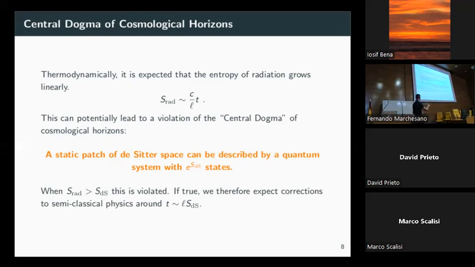So when this radiation entropy just keeps growing with time, it means that when the radiation entropy becomes bigger than the de Sitter entropy, the central dogma is violated. If we think that the central dogma should be true, we therefore expect that around the time scale when this happens, there should be corrections to semi-classical physics in such a way that the central dogma is preserved. And then you can easily see that the time scale where this would happen corresponds to the Page time, which scales linearly with the de Sitter entropy.